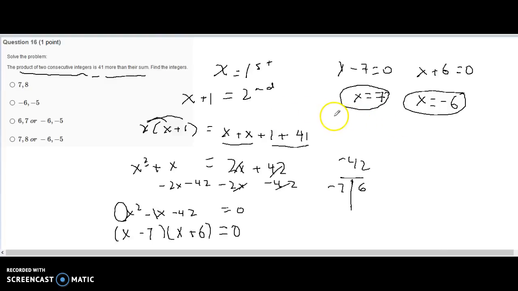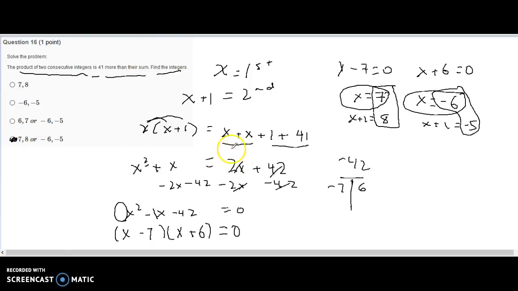But we also want to come up with, it says find the integers. So we have two possibilities for what the lower of the two integers is. Then the next integer is going to be just one higher. So if x is 7, then x plus 1 is 8. And if x is negative 6, then x plus 1 is negative 5. Negative 6 plus 1 is negative 5. So we have either 7 and 8 as our two integers, or negative 6 and negative 5 as our two integers. So it looks like this is the right choice here.